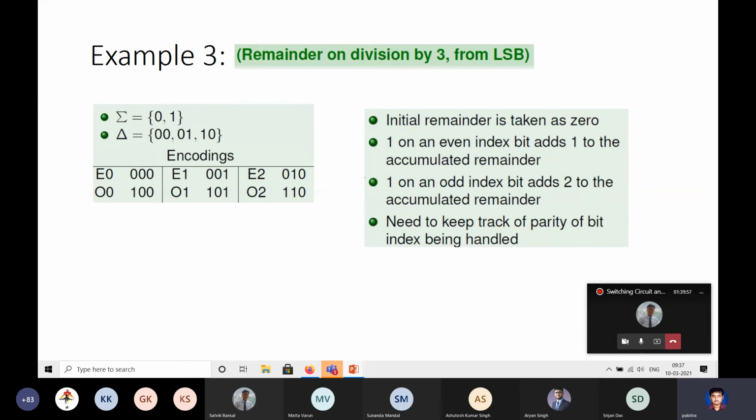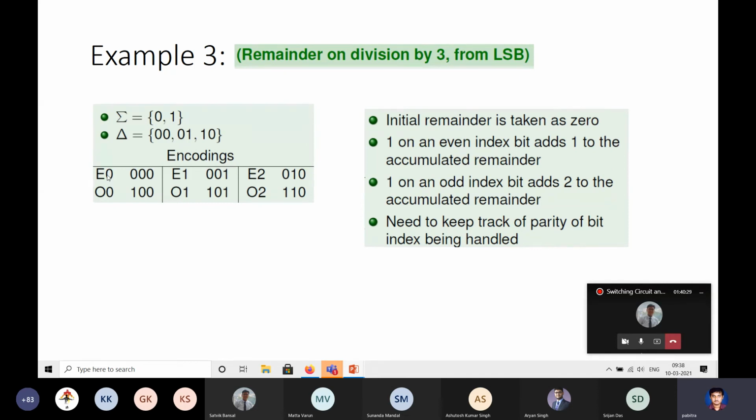In this rule, there are 2 things I need to remember: the current accumulated remainder, which is 0 or 1 or 2, and the index of the next bit, which is again even or odd. So I have 6 combinations. Now you tell me the transition diagrams. All of you first attempt the transition diagram.